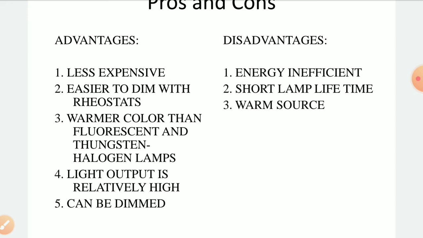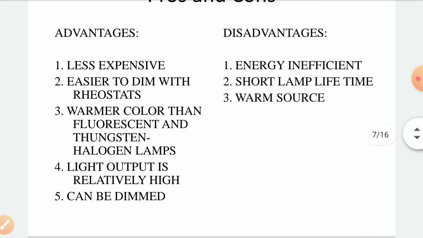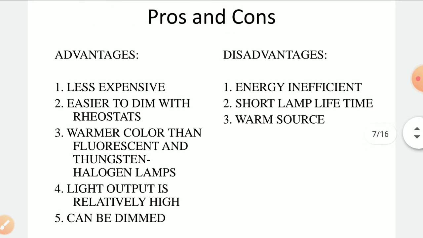The disadvantage is that it is not very energy efficient, so it consumes a larger amount of energy. Then the lifetime of this incandescent lamp is very short compared to fluorescent and LED lamps. Then it is a warm source, so it produces a huge amount of heat radiation. Okay, these are some of the disadvantages of the incandescent lamp.